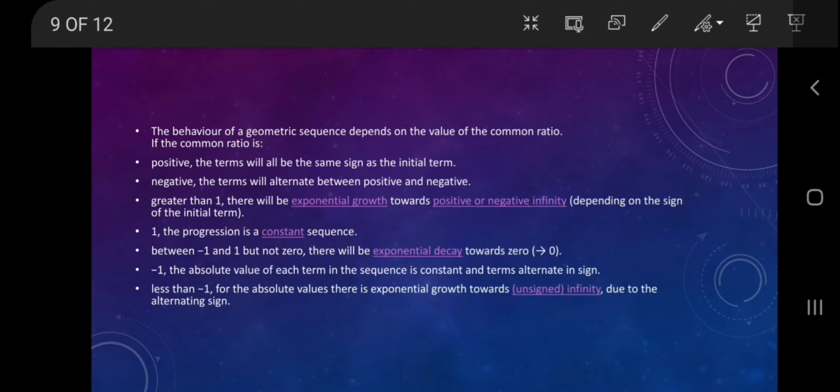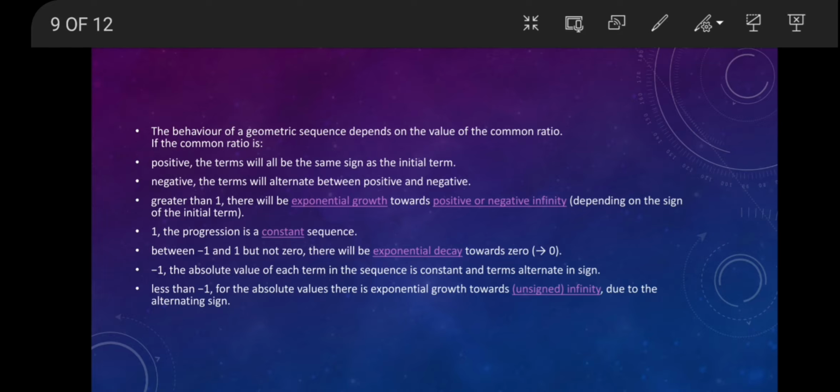The behavior of a geometric sequence depends on the value of the common ratio. If the common ratio is positive, the terms will all have the same sign as the initial term. If it is negative, the terms will alternate between positive and negative. If it is greater than 1, there will be exponential growth towards positive or negative infinity.